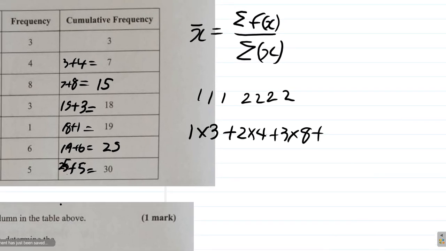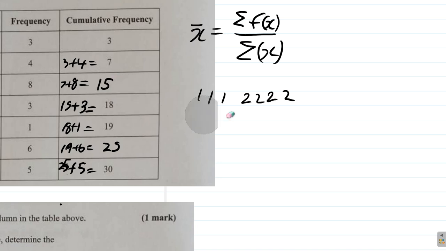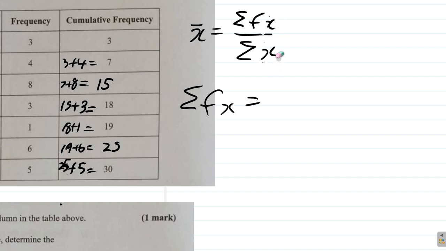So the sum of fx equals. Alright, let me make some more space and write it properly. The sum of fx equals. Anyway, let me just get rid of the bracket. I don't need the bracket here. Sum of fx over sum of f equals.